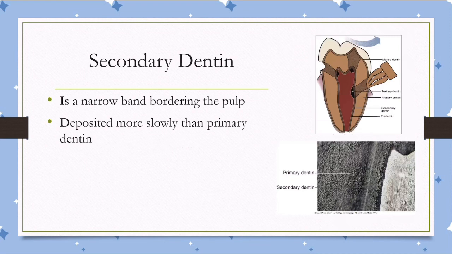Next, we have secondary dentin, which develops after the crown of the tooth is in clinical occlusal function and when the roots are nearly completed. It is also a narrow band bordering the pulp and deposited more slowly than primary dentin.